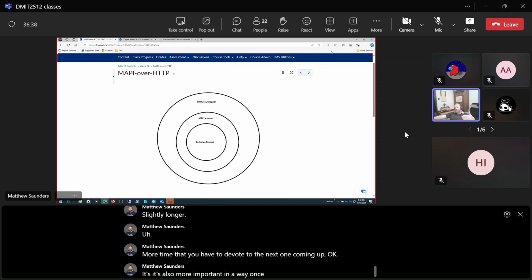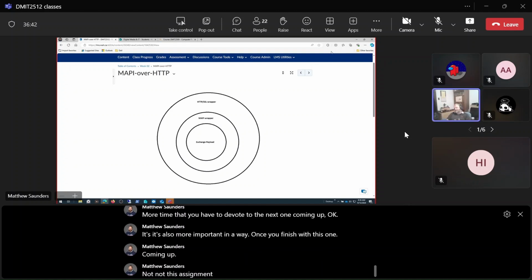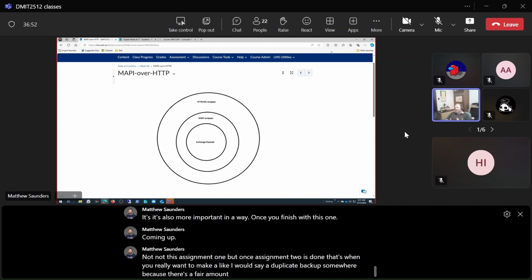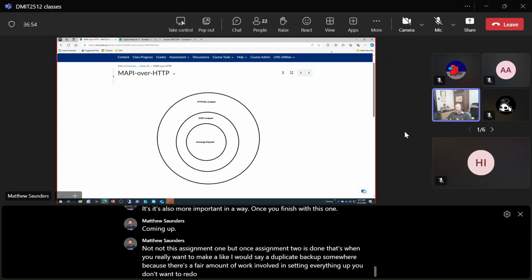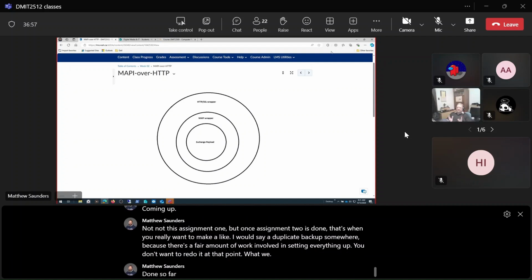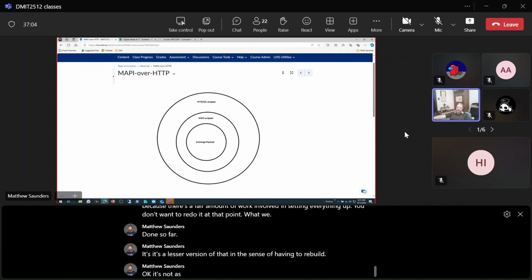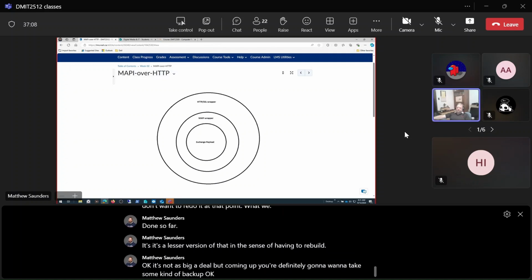Once assignment 2 is done, that's when you really want to make a duplicate backup somewhere, because there's a fair amount of work involved in setting everything up. You don't want to redo it at that point. What we've done so far is a lesser version of that in the sense of having to rebuild. It's not as big a deal. But coming up, you're definitely going to want to take some kind of backup. Any questions?